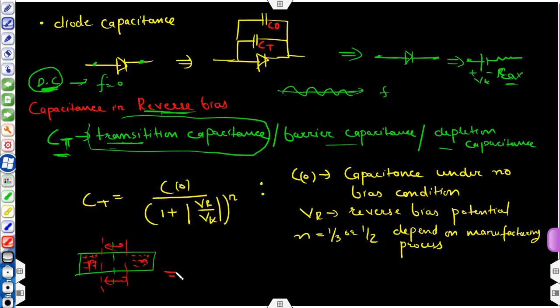So you can imagine it as a parallel plate capacitor with dielectric in between. Dielectric means an insulator layer between two conducting plates. So it is a kind of insulator layer free from charge carriers. And if you increase the reverse bias, what will happen? If you increase the reverse bias, the width of this depletion region will increase.